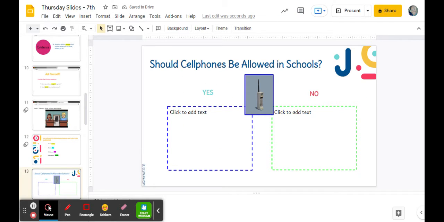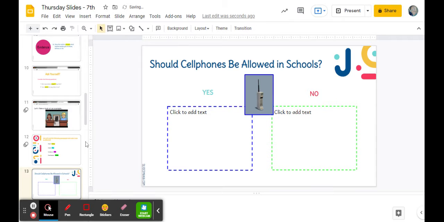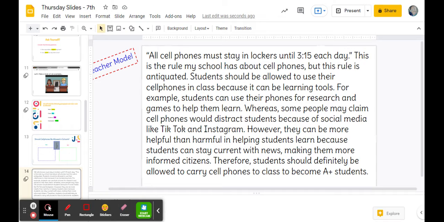So first, I need you to take a stance. Should cell phones be allowed in school? So you'll take this telephone in the middle, and you're going to either drag it to yes, or you'll drag it to no, depending on what you think. After you've chosen that, you're going to go through the passage. So let's read it together.